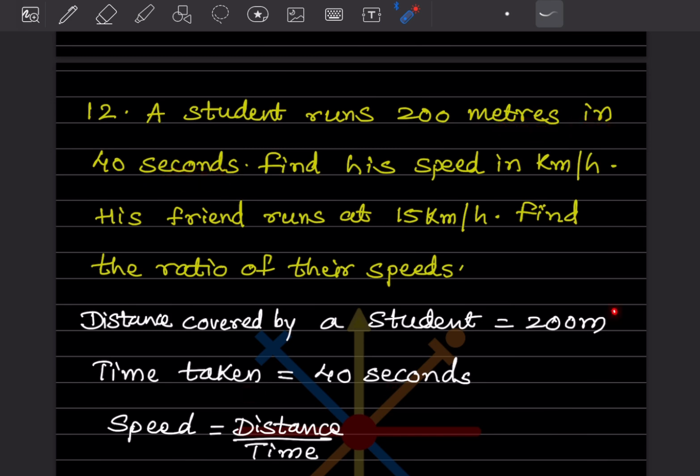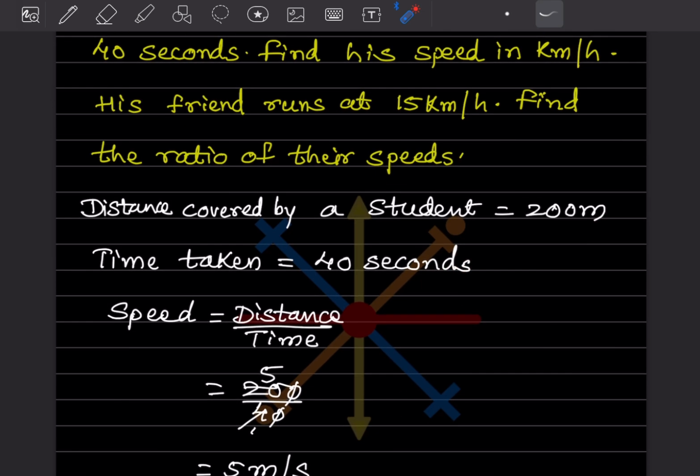So first find the speed in meter per second, and later on we can convert it to kilometer per hour, because the distance is in meters and the time is in seconds. So we can get the direct answer by putting in the formula: speed is equal to distance by time. In place of distance we write 200, and in place of time we write 40 seconds. The answer we get is 5 meter per second.